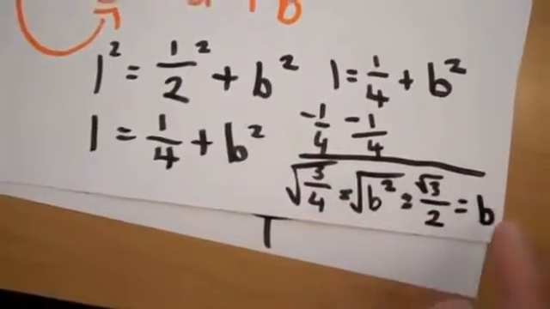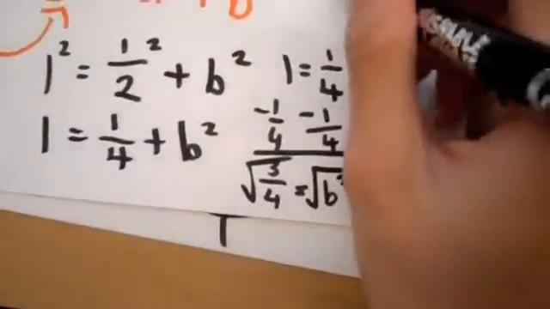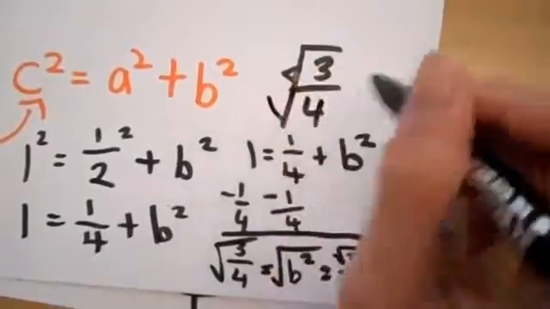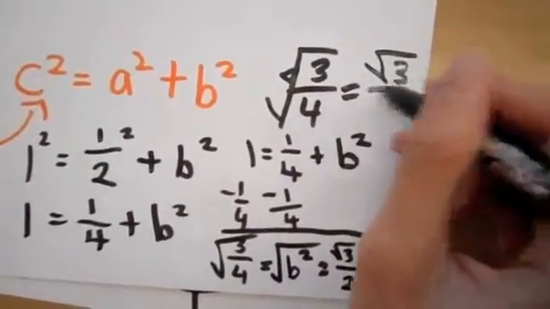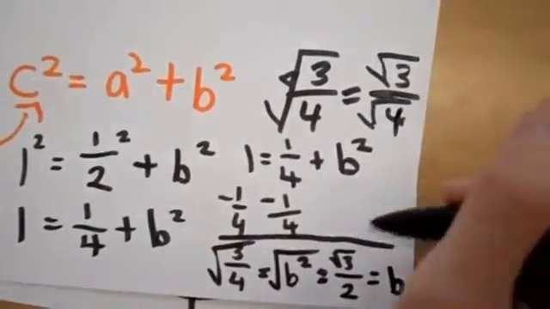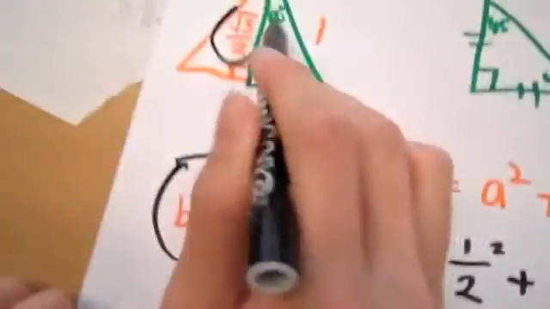Square root both sides, and you get the square root of 3/4. And that will just equal square root 3 over square root of 4, and the square root of 4 is 2. So here's your answer for this side.